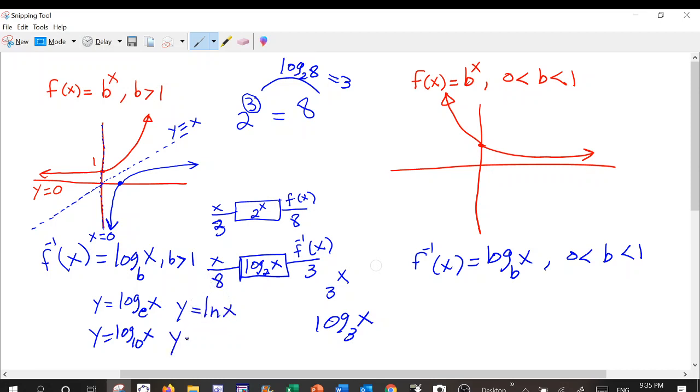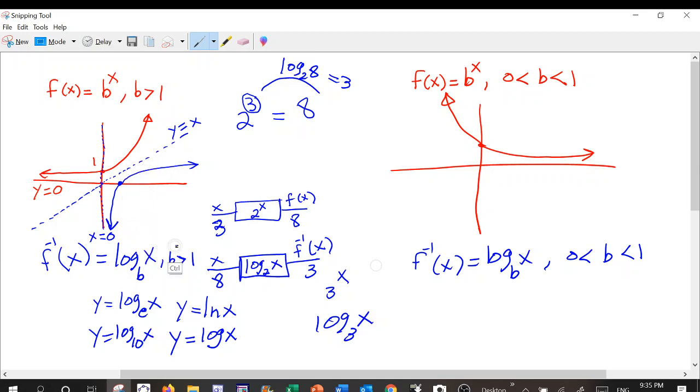And then base 10 is the same, except we don't write the 10. So if you don't see the 10, it is a log base 10, and the name of this is common logarithm. Common logarithm, natural logarithm. Okay, so the graph of all of these will look like that blue one right here. Their sharpness is different, right?